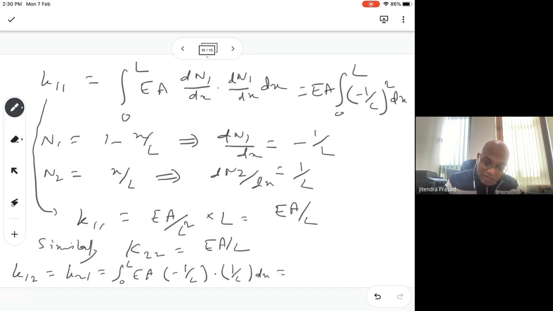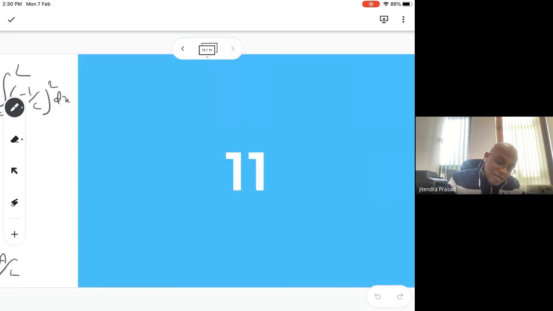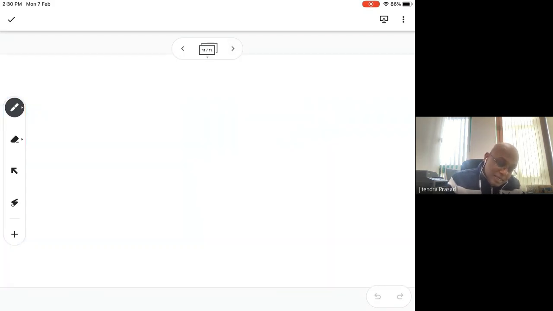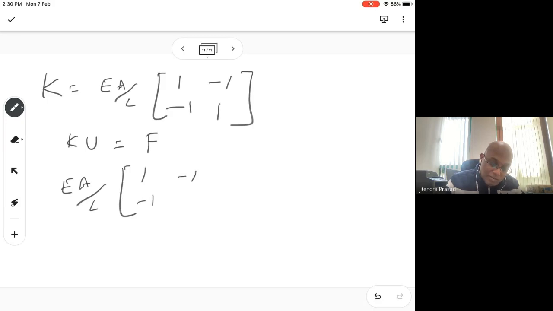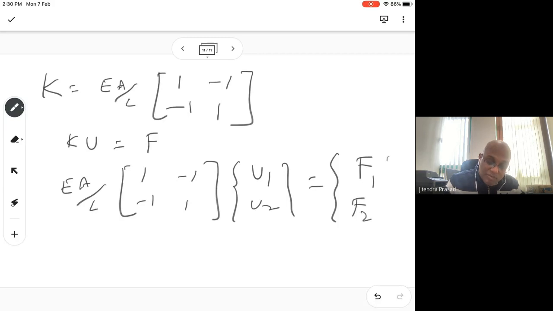You can find out this, you get minus EA over L. So basically what you get is big K is equal to EA over L, 1 minus 1 minus 1, 1. What is the final equation? Since Ku equals F, the final equation becomes EA over L, 1 minus 1 minus 1, 1, times U1, U2, is equal to F1, F2.